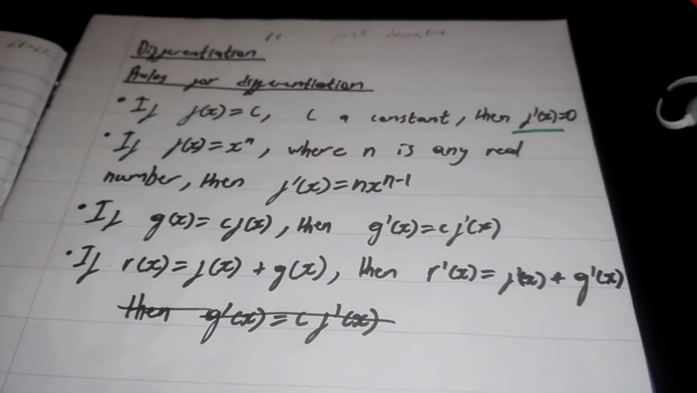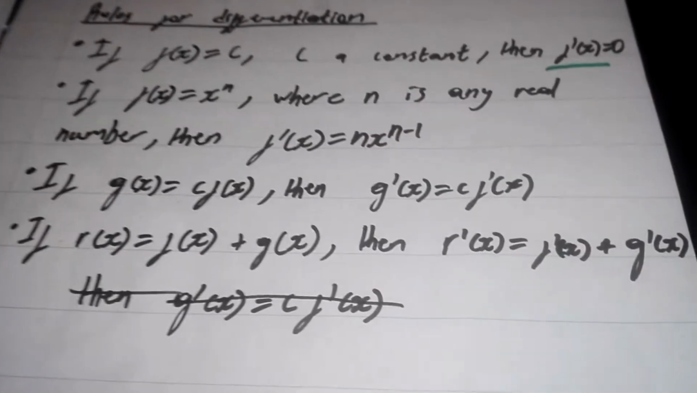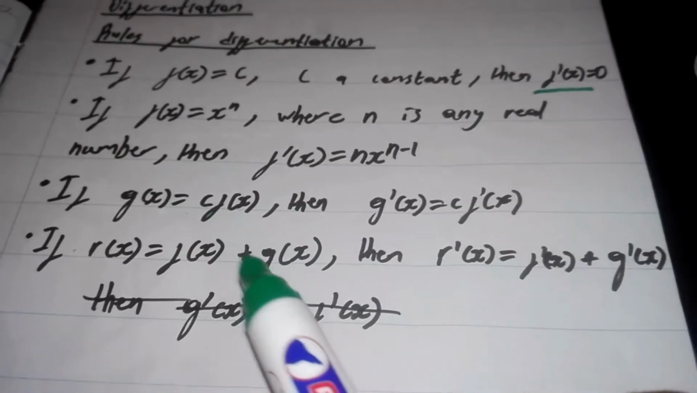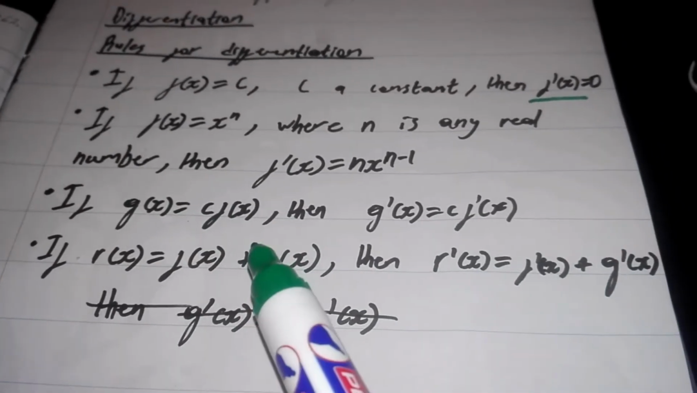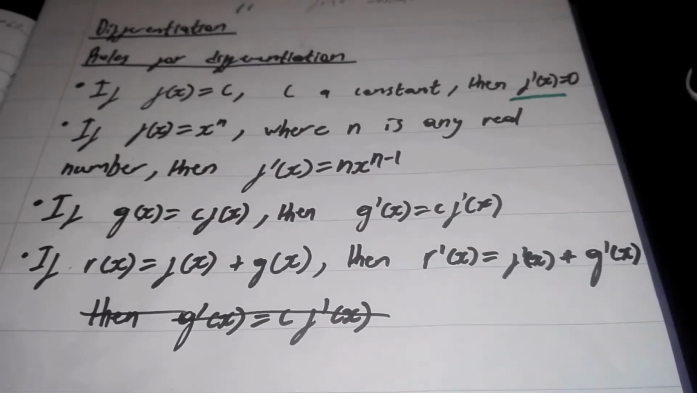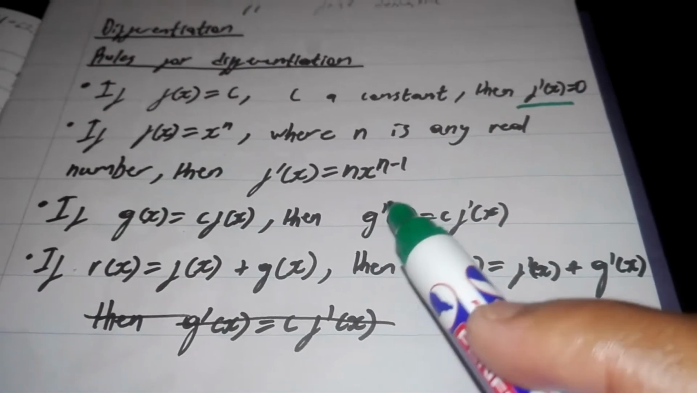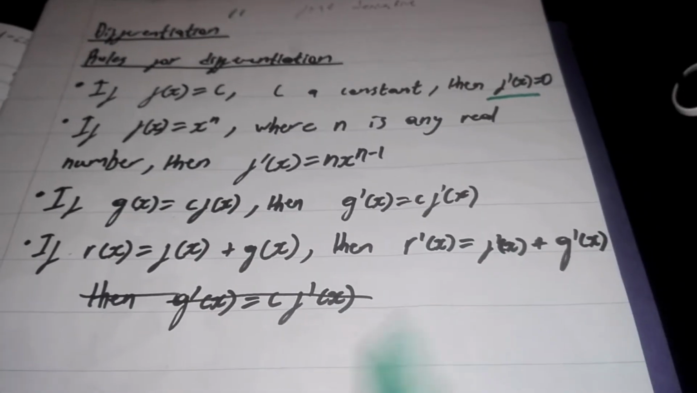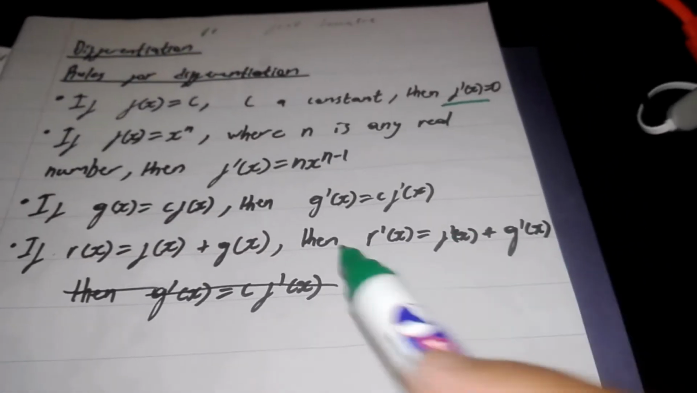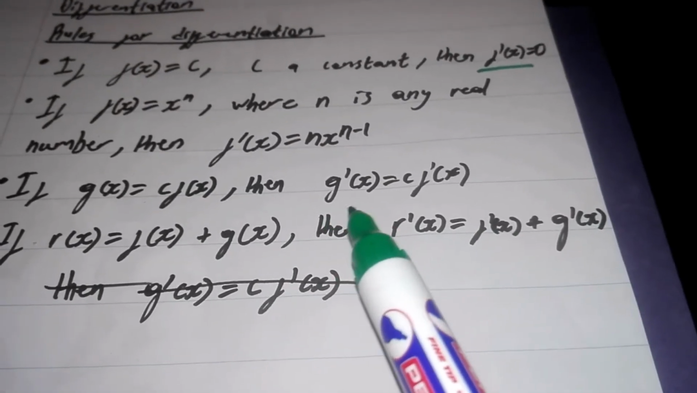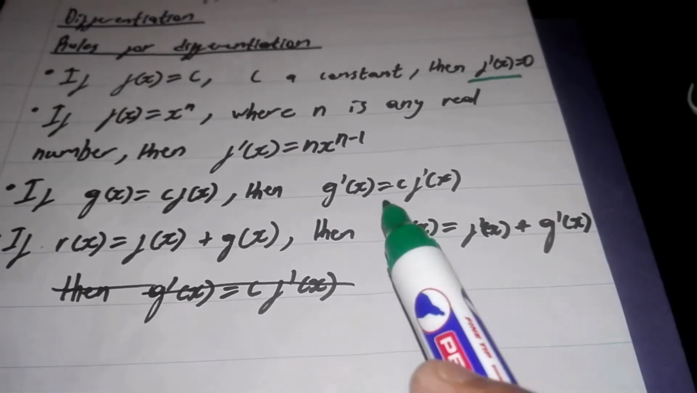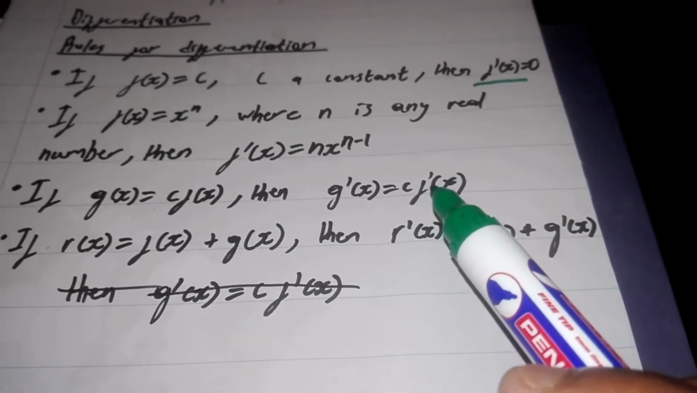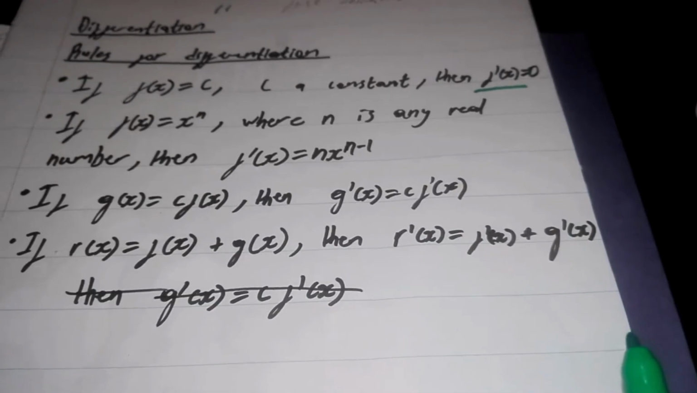And the third one is let's say we have g at x which is equal to constant times f at x. Then the derivative is the same as differentiation, guys. Don't be confused when sometimes I say derivative. G at x, the derivative of g at x is the same as c times the derivative of f at x.